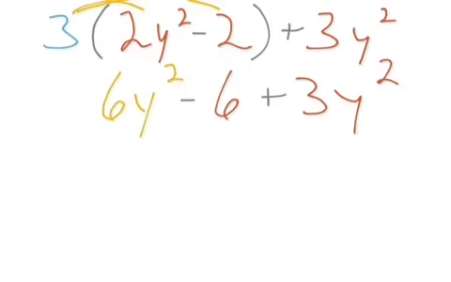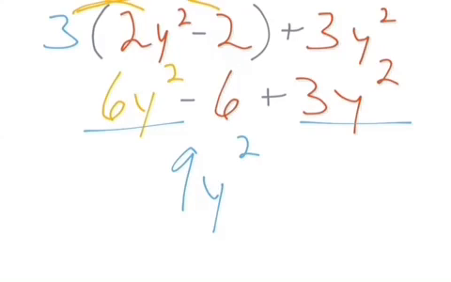Okay, well, am I done? Not really. When I look at this, I've got like terms still. I've got a 6y squared and a 3y squared. I can still simplify this. The sign is addition, so I can add the 6y squared and the 3y squared. I can end up with 9y squared. And then right here, I just have the minus 6. There's nothing to combine that with right there. So all the way simplified, I should get 9y squared minus 6.